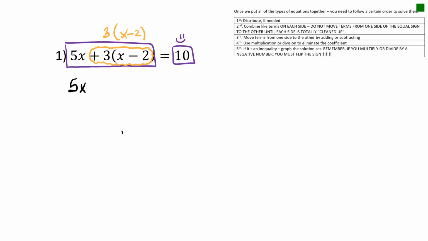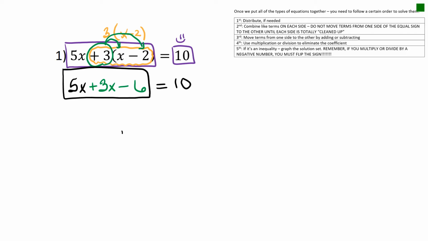So you've got 5x. Now, what are you distributing? You're distributing a positive 3 times x. So that's a positive 3x. You're distributing a positive 3 times negative 2, which is negative 6. And then you have equals 10. Still, on this side, it's a mess. You are not allowed to get out of your room or off your side until it is cleaned up.